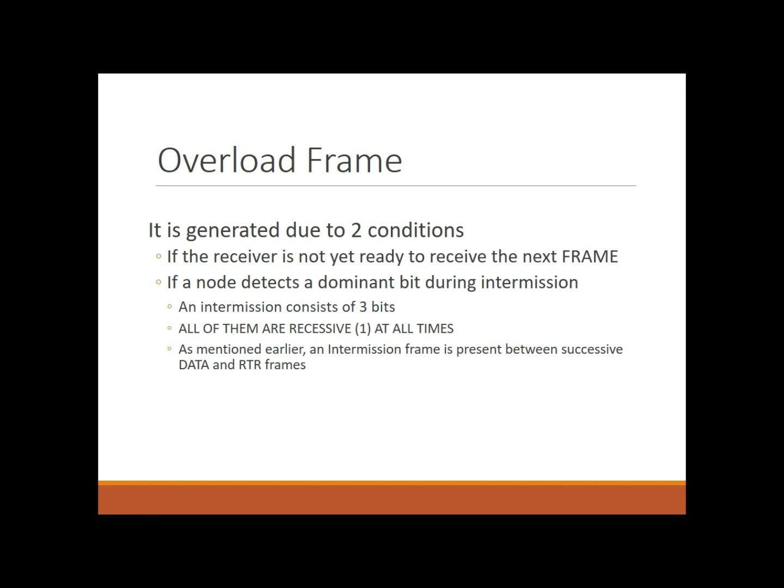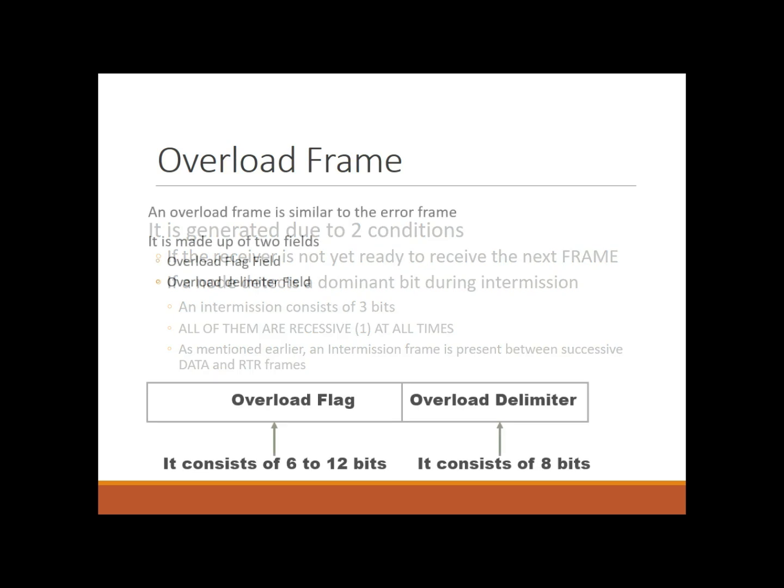Next, coming to the overload frame. As of now we have discussed the types of errors, the error state flow diagram, and the CAN protocol. Now this is the overload frame. It's generated due to two conditions. If the receiver is not yet ready to receive the next frame, as the name itself says, we have an overload frame. If the node detects a dominant bit during the intermission, and the intermission consists of 3 bits, all of them recessive at all times. As mentioned earlier, an intermission frame is present between successive data and RTR frames.